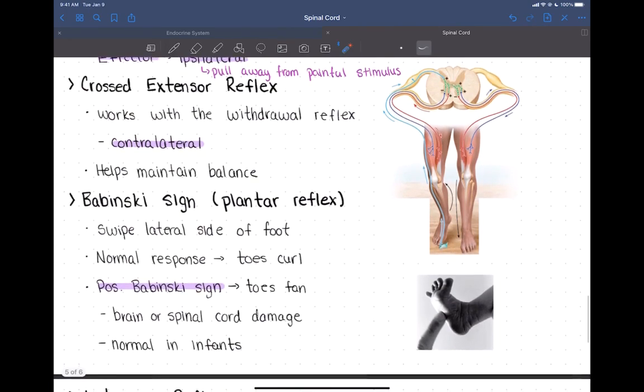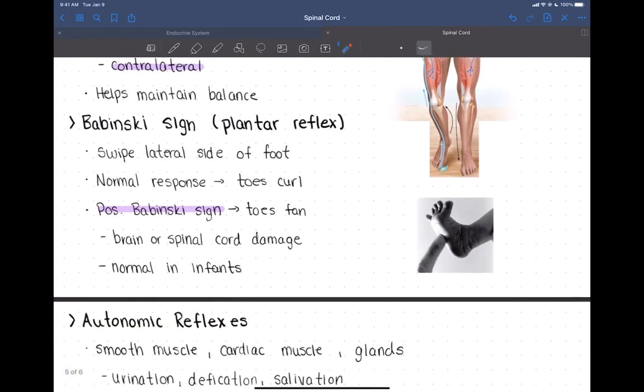Then we have another interesting reflex called the Babinski sign, or the plantar reflex. You don't have to know the actual reflex arc for this reflex, just understand why it's important. It's performed by swiping. Usually the doctor will use the metal end of their reflex hammer and swipe it along the lateral side of the foot.